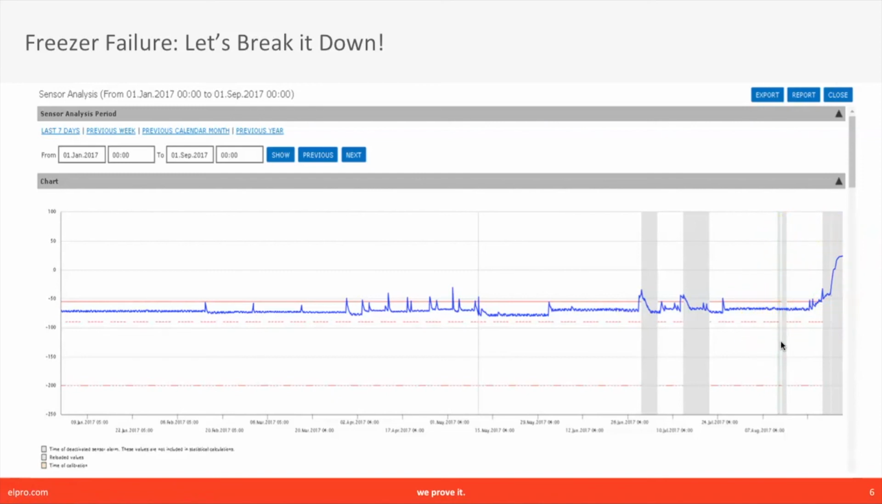But in this case, our user took advantage of the monitoring system functionalities. They used data analytics tools, set up automated sensor analysis reports, and warnings and alarms. At the end, they were able to remove samples before the freezer failed completely, thus ultimately saving priceless research.